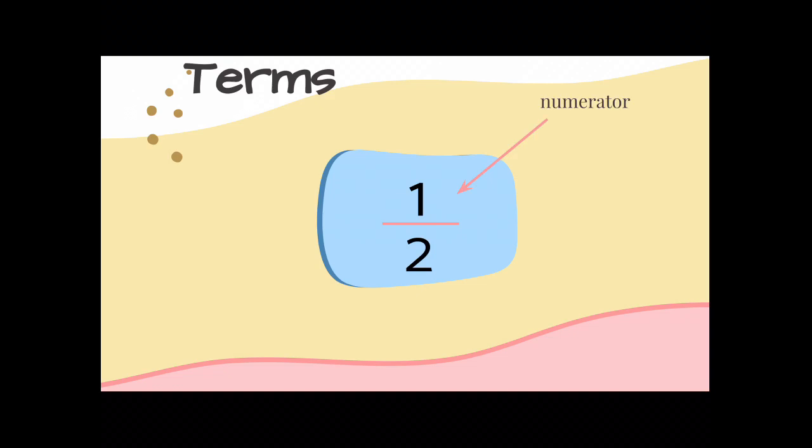The top number of a fraction is the numerator. The bottom number of a fraction is the denominator. And basically what a fraction means is it's a part over a whole. So the numerator is the parts of the whole that we have, and the denominator is the parts that make up a whole.